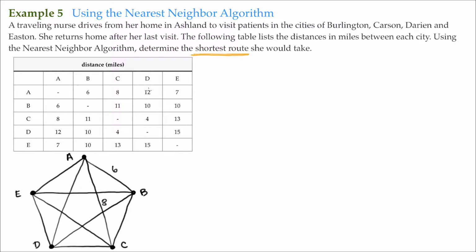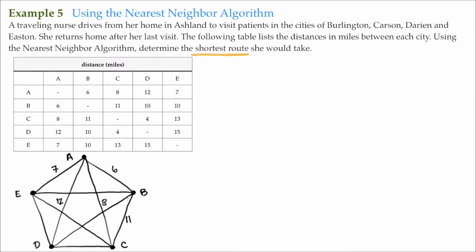Ashland to Darien, that's this edge right here. So I'll put it in right here. And then Ashland to Easton, that's this right here. That's 7 miles. Burlington to Ashland, that's 6 miles. I already have it. Burlington to Carson, that's 11 miles.